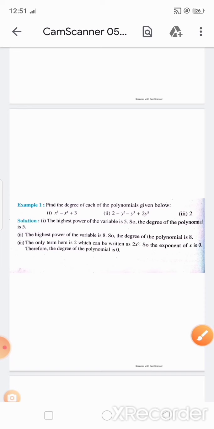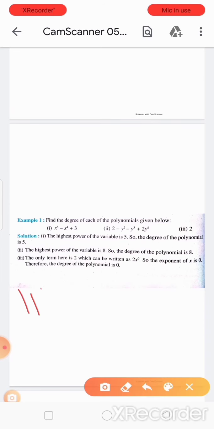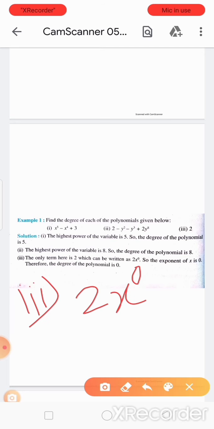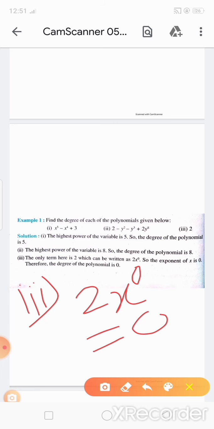Next, third question. The polynomial is 2. Here the polynomial has no variable. So we write it using the variable x raised to 0. So our polynomial is p of x equal to 2x raised to 0 and the degree of x is 0. So this polynomial is a zero degree polynomial.